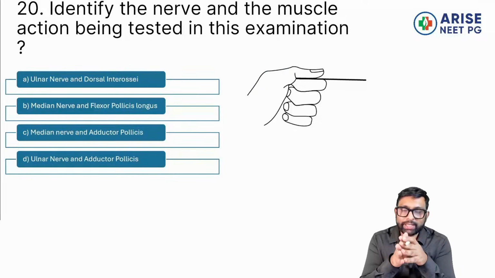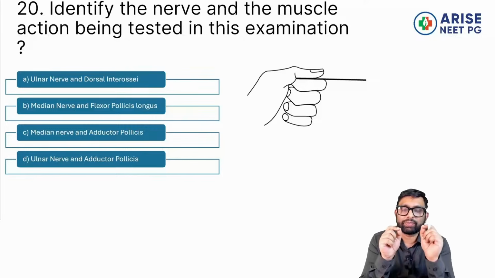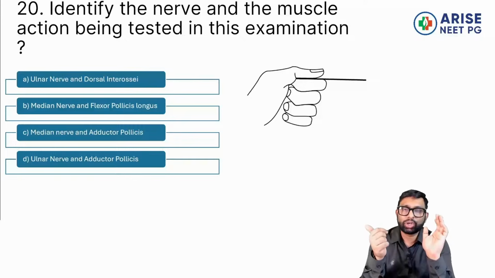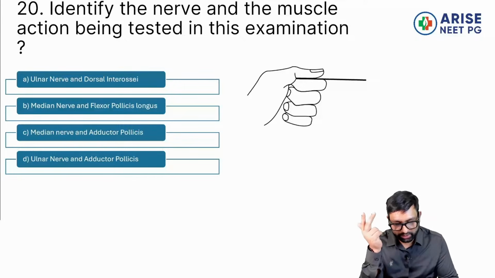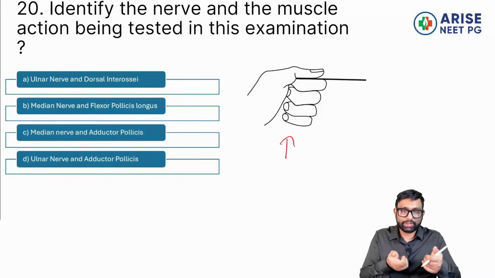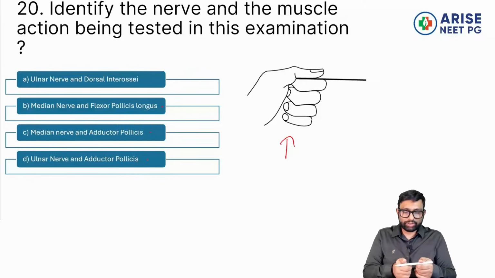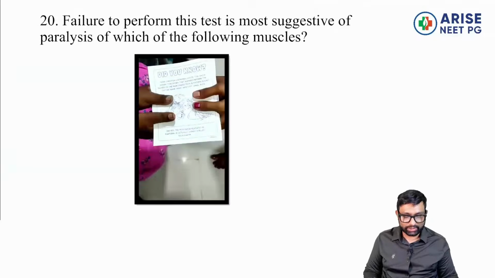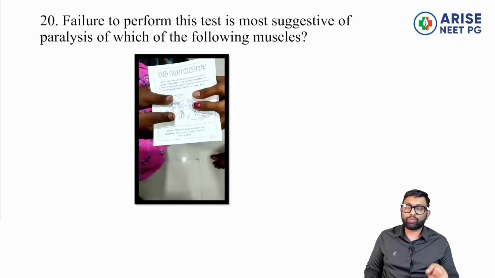Now question number 20. This is a nerve based question. Identify the nerve and the muscle action being tested in the examination. Is it ulnar nerve, dorsal interossei; median nerve, flexor pollicis longus; median nerve, adductor pollicis; or ulnar nerve, adductor pollicis? This is the image they have given you. Someone's holding a book or a card like that. The question can be asked like this, or in the coming exam, because there are going to be video based questions, they can give you a question like this. A failure to perform this test is most suggestive of paralysis of which of the following muscles?